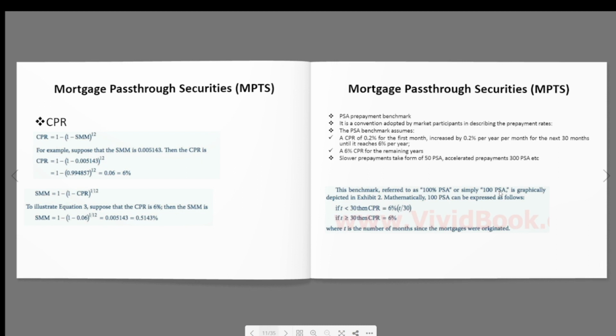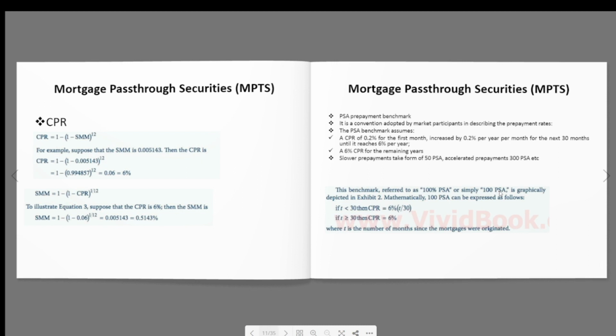You can also reverse this and get the SMM if you have the CPR, where the SMM will be 1 minus (1 minus CPR) raised to 1 over 12. Illustrating equation 3, suppose that the CPR is 6%, then the SMM will be equal to 1 minus (1 minus 0.06) raised to 1 over 12. In this case, we'll get the 0.5143% which we had earlier.